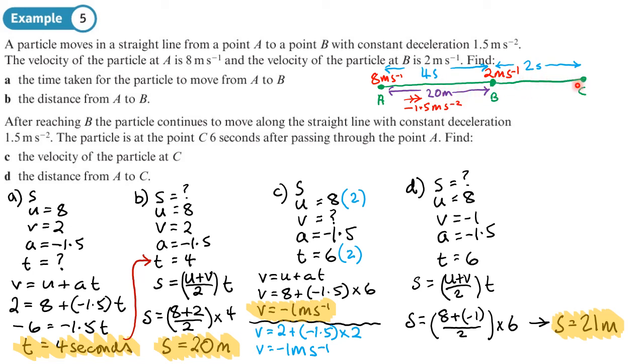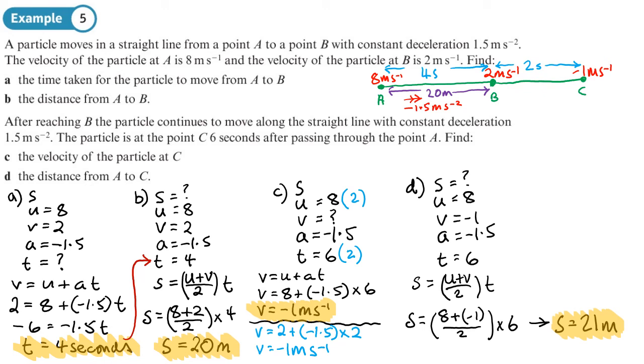And to find the distance from B to C, you would use a time of 2, an initial velocity of 2, a final velocity here of negative 1, that's the one that we worked out, and using those values of U, V, so basically 2 plus negative 1 divided by 2 times by T, which would be 2, you will get the same answer. Well, you wouldn't get the same answer, you would get an answer of 1 meter, which you'd add to 21.